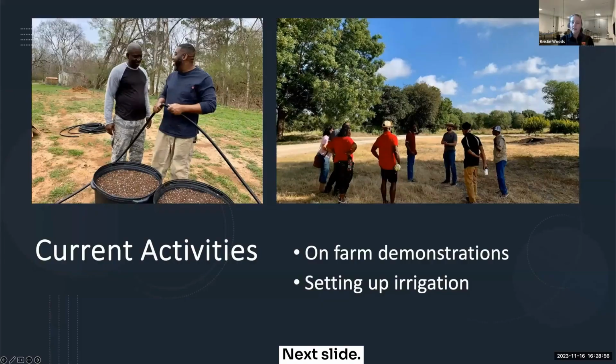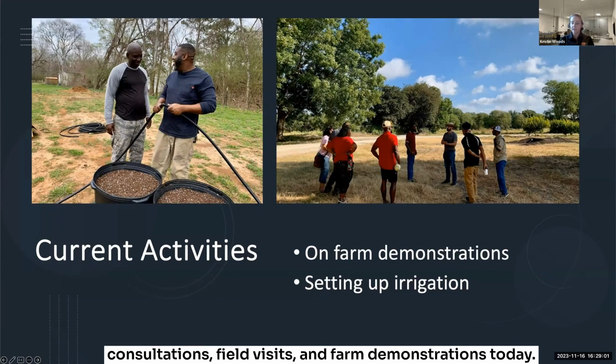Next slide. Our team of educators still conducts a ton of one-on-one consultations, field visits, and farm demonstrations today. Over the last couple of years, I think one of the most common requests is installing drip irrigation.